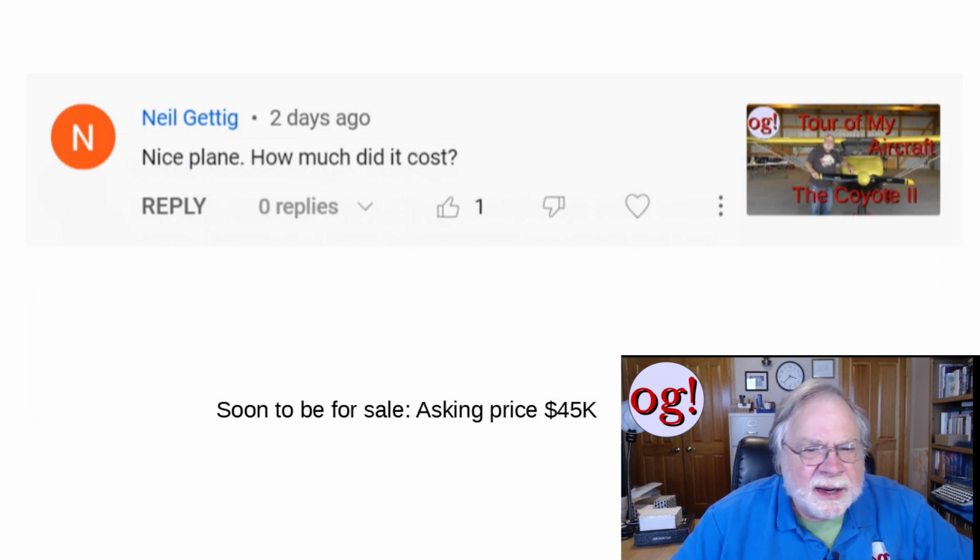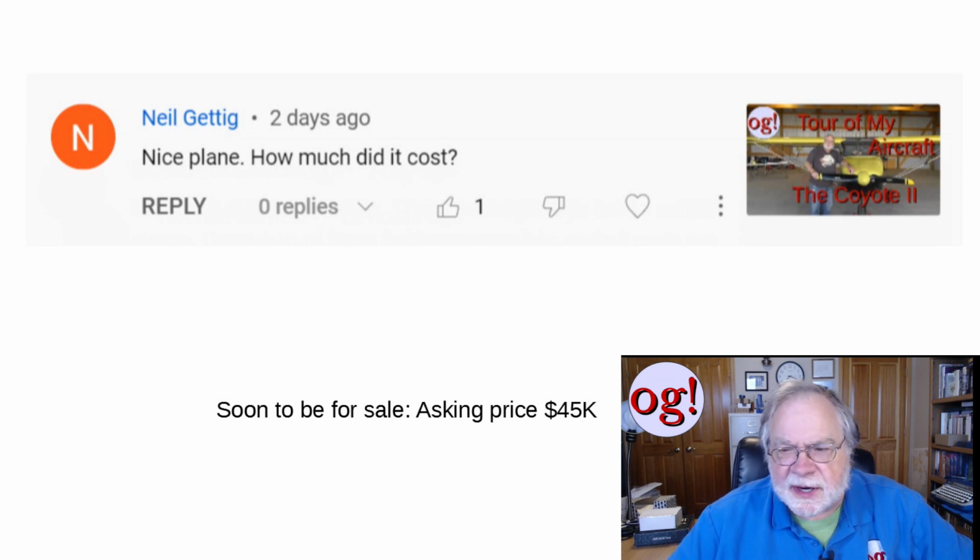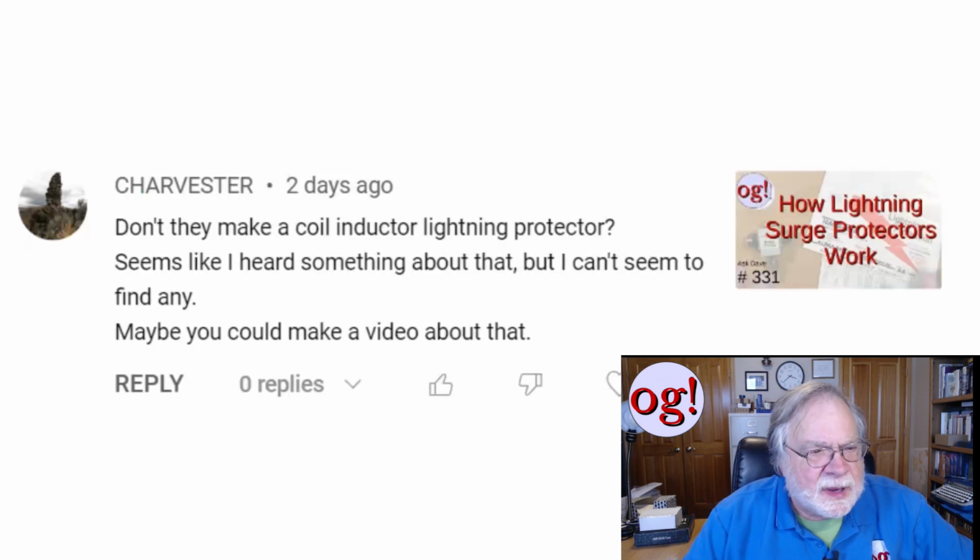Neil Gettig says, how much did your plane cost? Well, it's about to be for sale. It's getting all fixed up now, and the asking price is $45K. Want an airplane? There it is. I love it, but my wife insists I get rid of it, and I really do need to get the money out of it to pay off a debt that doesn't seem to get paid off otherwise.